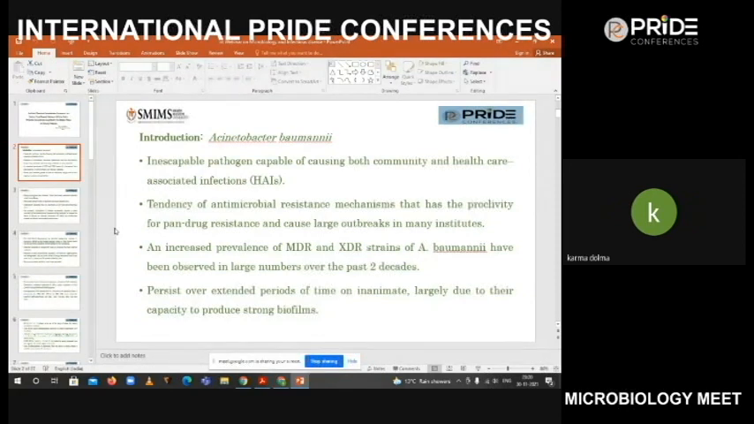So, furthermore, what we see is that this organism is known to possess virulence factors that help in quorum sensing and regulation, like adherence, biofilm production, serum resistance, and drug efflux. So these virulence factors help the pathogen to colonize the host, evade or suppress the host immune response, and so on.